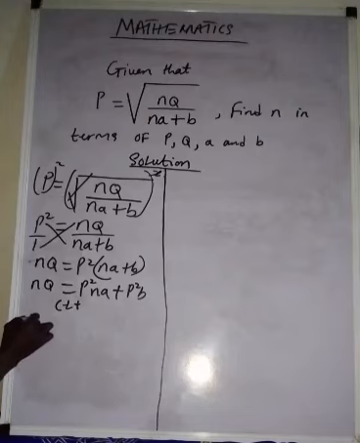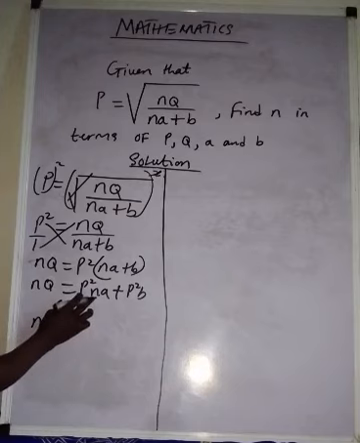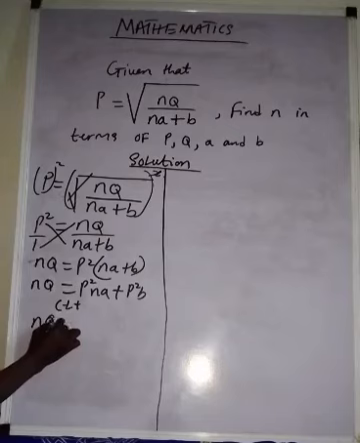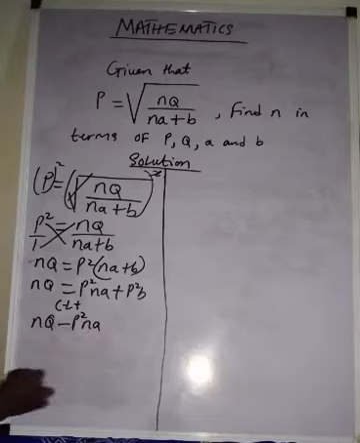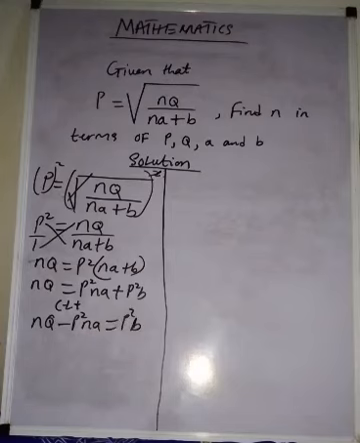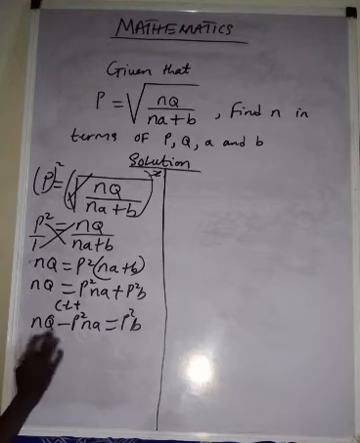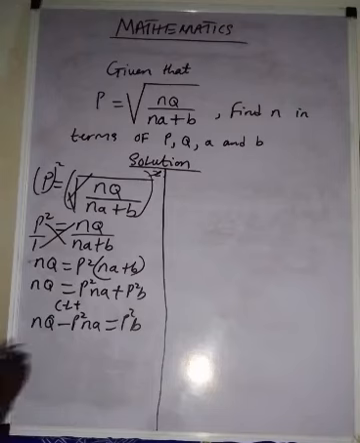So I will have NQ, then this one containing the N, we move this way to meet this. That means we are going to have minus P square NA equal to P square B. Now from what we have here, what is common between these two parts, because we cannot subtract, is alphabet and they have something different from each other. So what is common between them is the N, and that's what we are looking for.